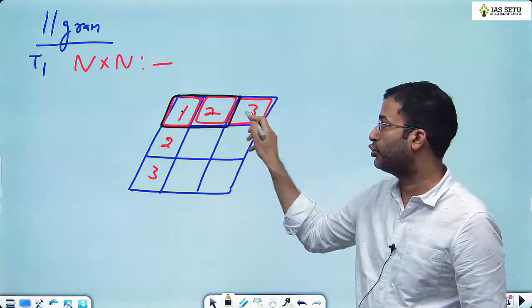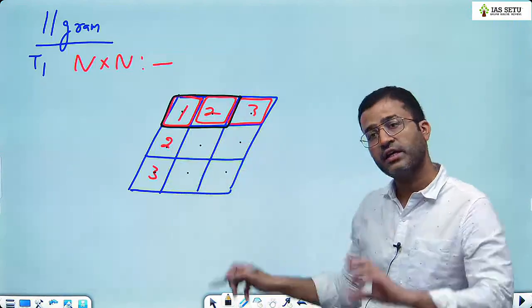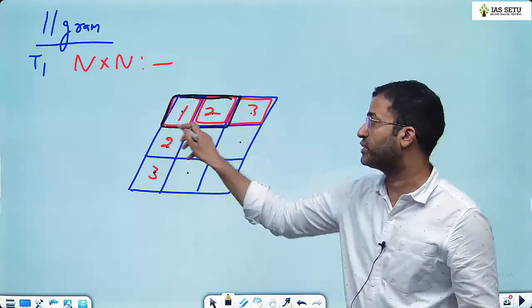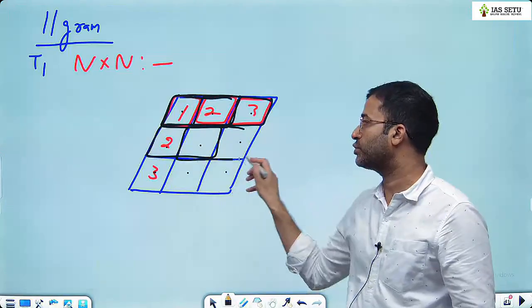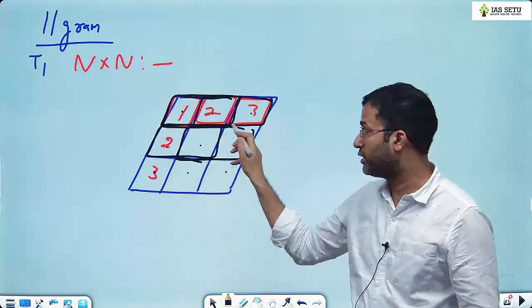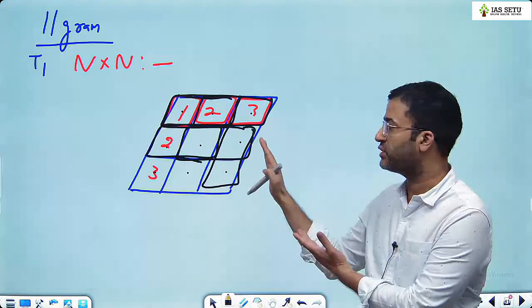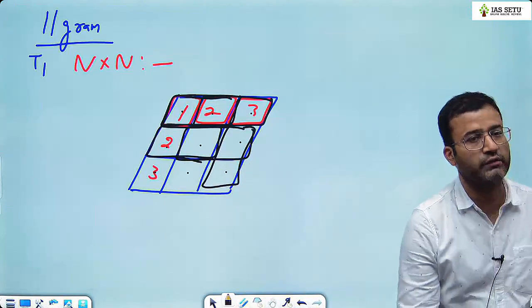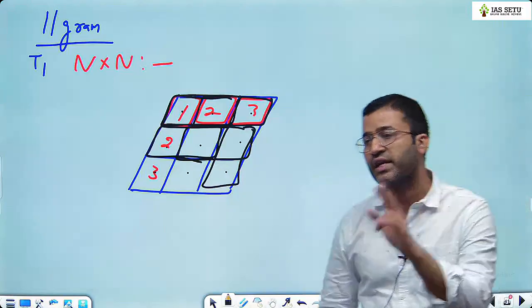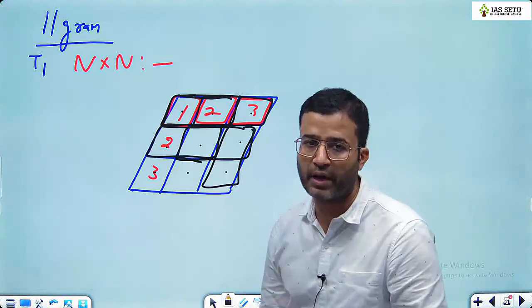You have 1, 2, 3, 4, 5, 6, 7, 8, 9. Same as for rectangle. This is a parallelogram, this is also a parallelogram, this is a parallelogram. Here this is also a parallelogram. If this figure were straight, that would be a rectangle. So the shortcut we have used for rectangle is the same shortcut applicable for parallelogram.